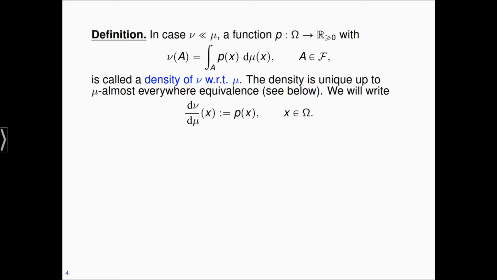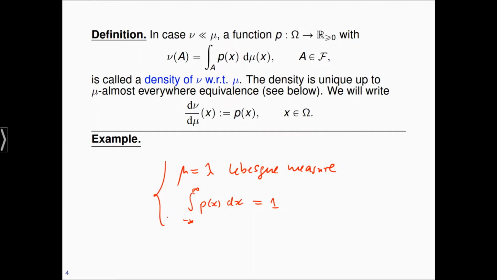Let's continue with an example. The example concerns the case that we already considered. If mu is the Lebesgue measure and the integral of the density equals 1, then nu is a probability measure, as you can check. You just have to plug in A equal omega in order to show that nu of omega is 1. If you put in omega as the real numbers, the integral over the real numbers of p d lambda equals 1. So indeed, nu is a probability measure in this case.